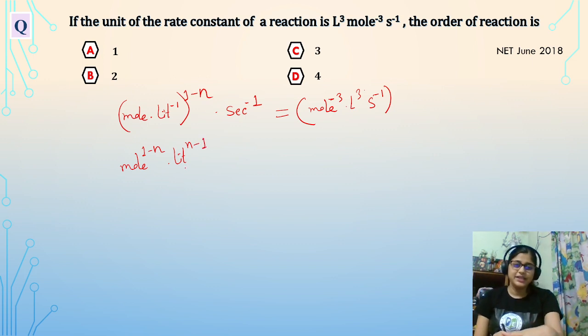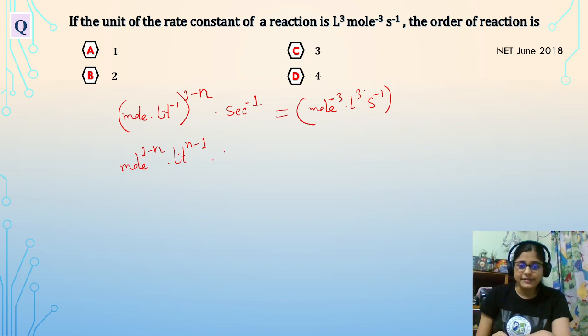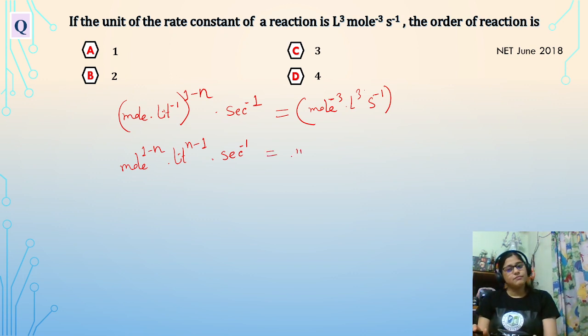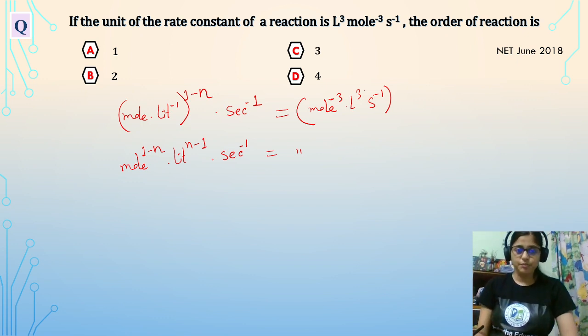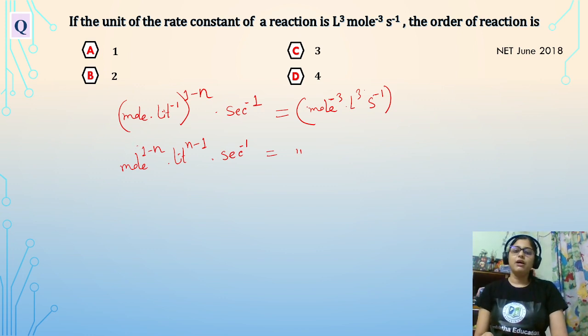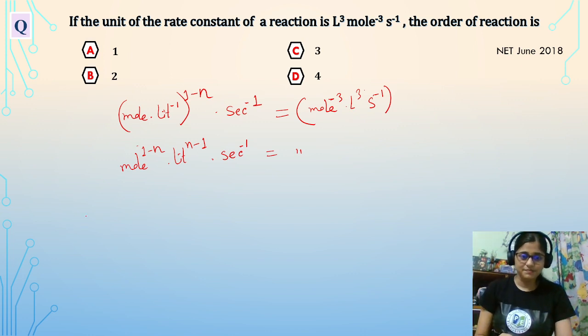Clear? Okay. And second inverse equal to same. Okay, same. Okay, mole per liter, 1 minus n and n minus 1. Okay, so if we compare the power of mole, this one, this two, what we get?